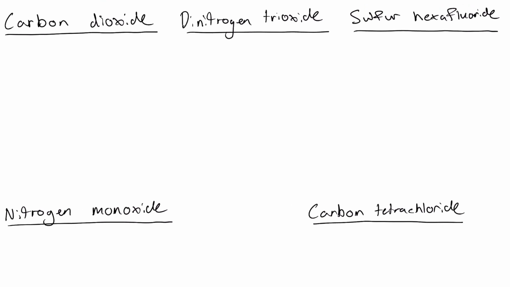So first, we have carbon dioxide. Now here, we can see that there's no prefix for the carbon, so we can just assume there's one. So we can write the elemental symbol for carbon, and then dioxide, which means we have two oxygens. So this, carbon dioxide, the chemical formula will be CO2.